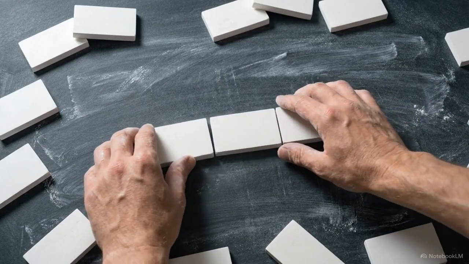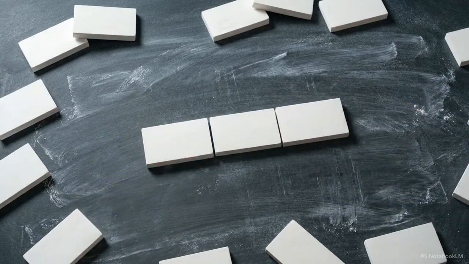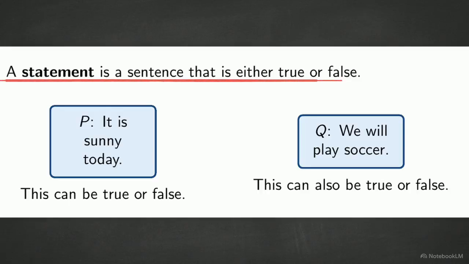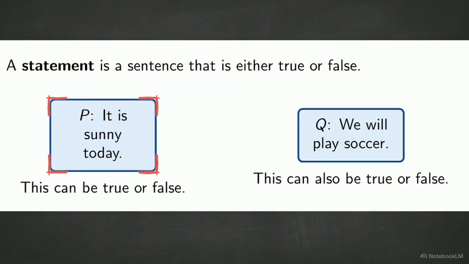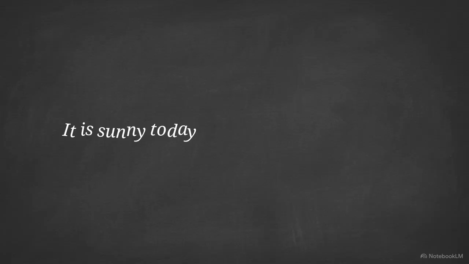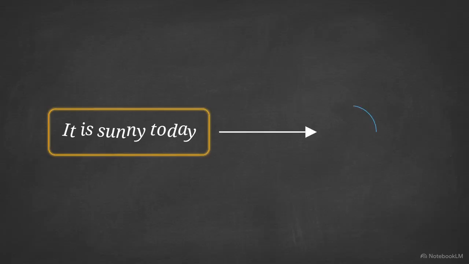To make sense of the world, we must start with an undeniable foundation. This graphic defines our core building block, the statement, a sentence that is strictly true or false. We ground this using variables. "It is sunny today" becomes variable P, and "we will play soccer" becomes variable Q. By isolating these statements, we translate messy reality into a precise, testable mental landscape.